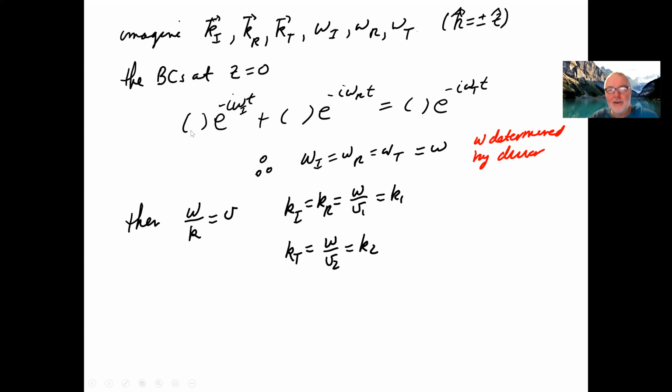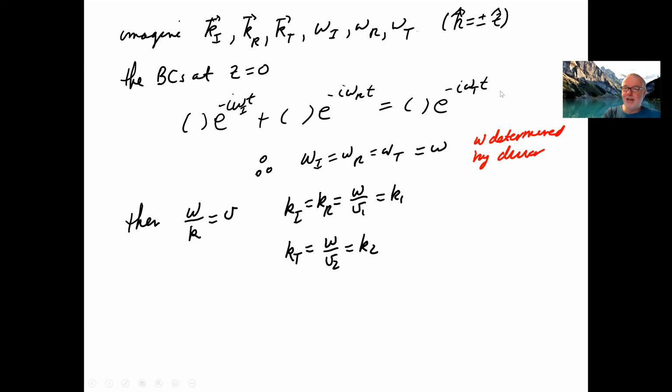Okay, but the boundary conditions at z equals 0. And so what we're going to be doing is matching the electric fields and the magnetic fields according to the boundary conditions for the interface between 2 materials. And those boundary conditions, they all will look like this. At z equals 0, the ikz is equal to 0. And what we have is some constant, which is related to the electric and magnetic field, some constant times e to the minus i omega incident t plus some constant e to the minus i omega reflected t equals some other constant times e to the minus i omega transmitted t.